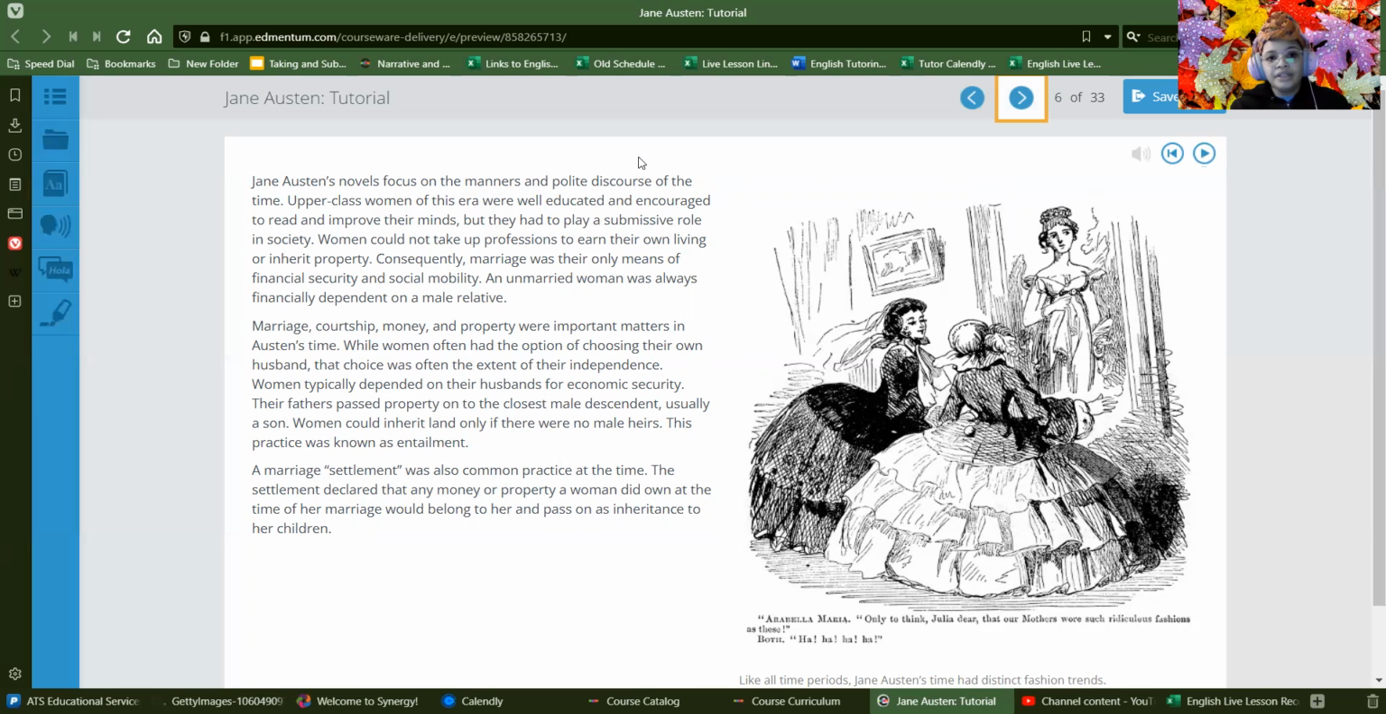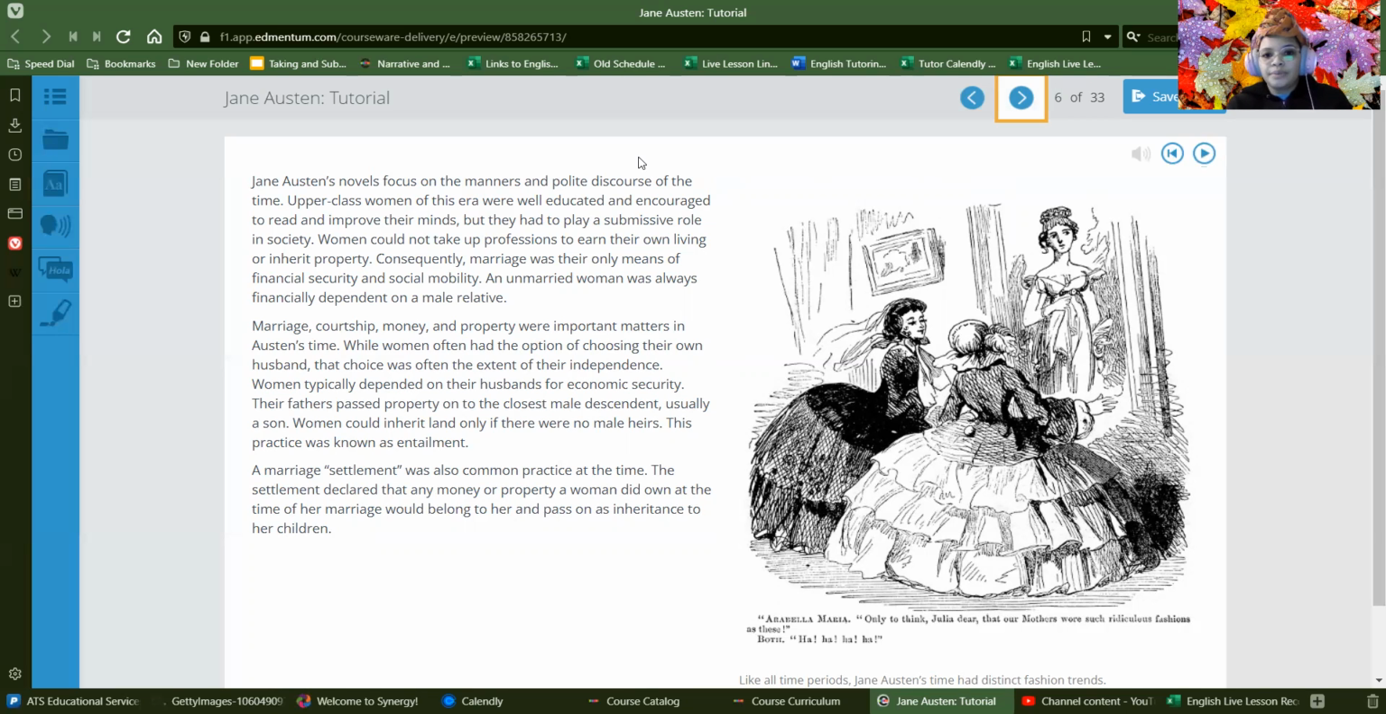Marriage was their only means of financial security and social mobility. So when you see people in those old-timey shows saying, "Oh, I want to marry a good husband who is such and such rank or has this much money," this is exactly why, because women were not allowed to work on their own to even earn money for themselves.